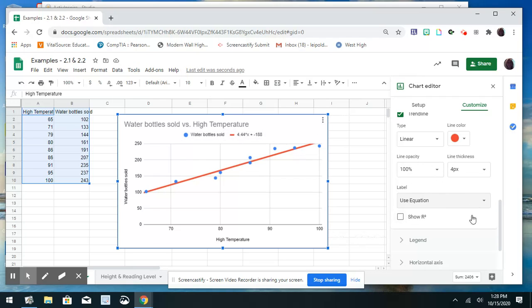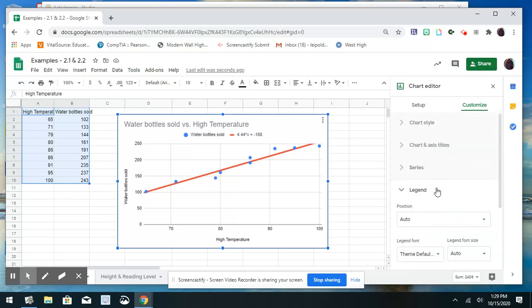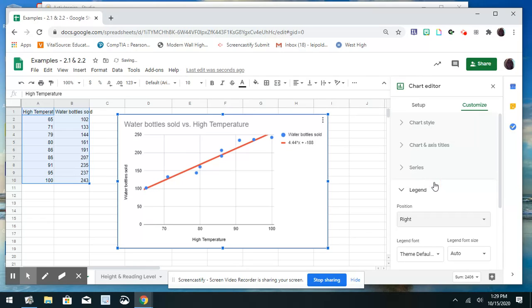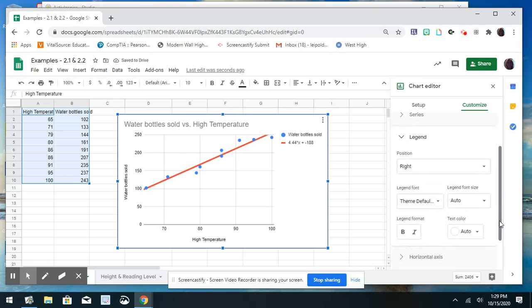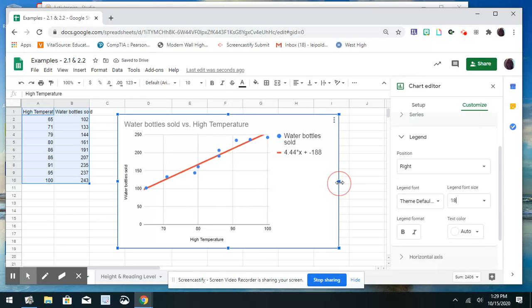I'm going to move it over to the side and I'm going to make it a little bit bigger. And I do that in the legend. The legend, I'm going to tell it to please position it on the right-hand side of my graph and change the size. Here's the size here. I'm going to change the size to 18 so I can see it a little bit better.